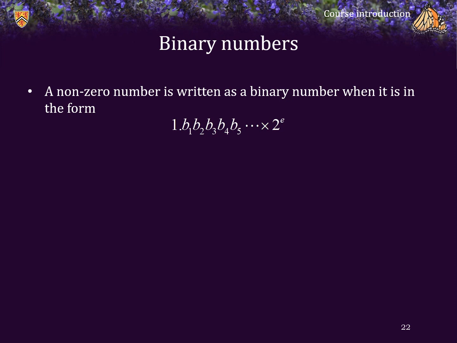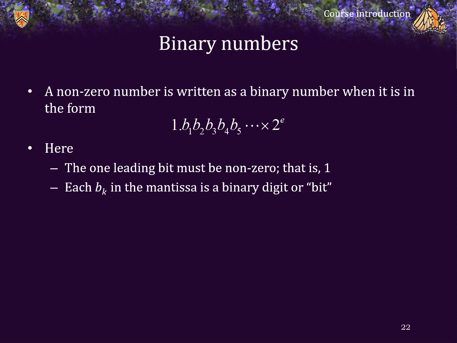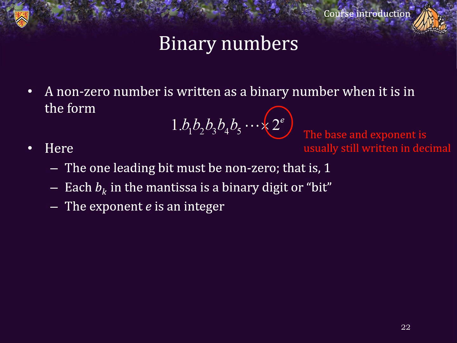Now, a non-zero real number is written as a binary number when it is written in the following form. Here we see that the leading bit must be non-zero, but there's only one leading non-zero bit, and that is 1. Every other bit or binary digit in the mantissa is either 0 or 1. The exponent e is going to be an integer again. Now, normally the base and the exponent are written using decimal numbers.